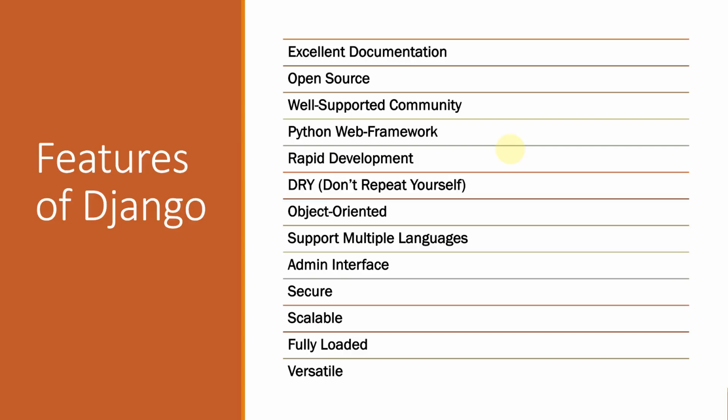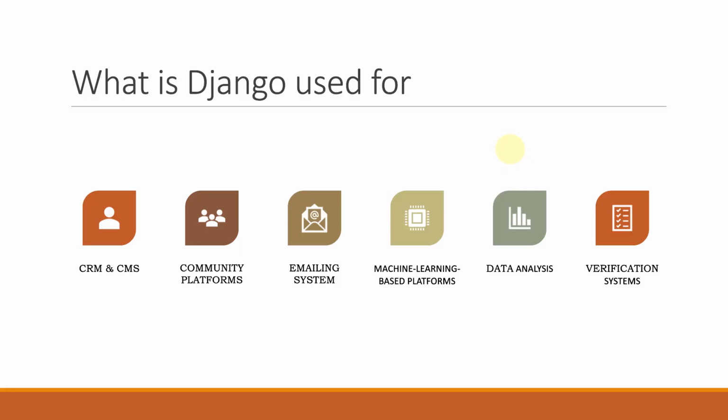Now let's move to the next topic. Here let's discuss some of the key application areas of Django. So the very first is customer relationship management and content management systems. After this, Django can be used for building community platforms, and Django also comes with many modules which can help in building emailing systems. Plus we can integrate machine learning tools using Python in Django, so we can build machine learning based platforms as well. In the same manner, we can integrate some tools with Django and build a data analysis system which can perform complex calculations. And in the last, we can say Django is also used to construct verification systems as well.